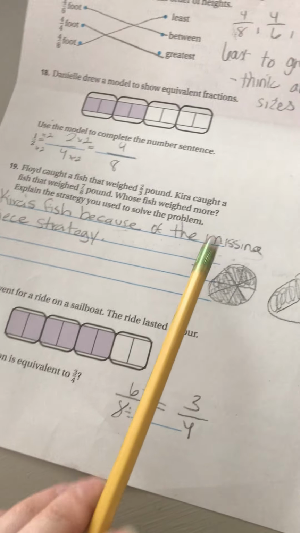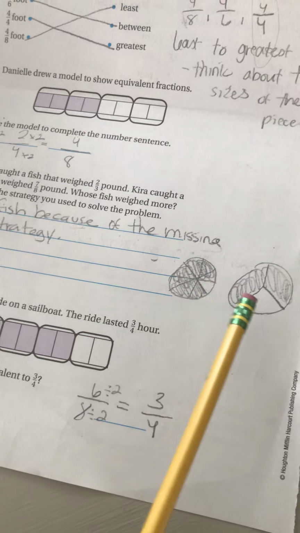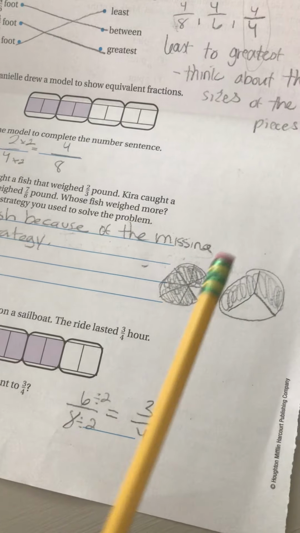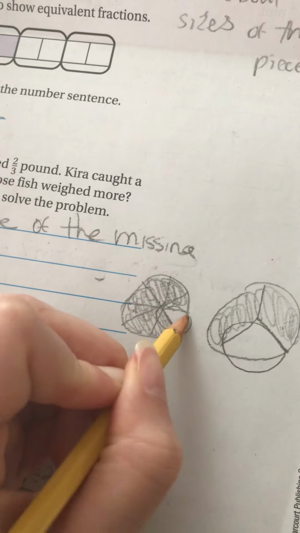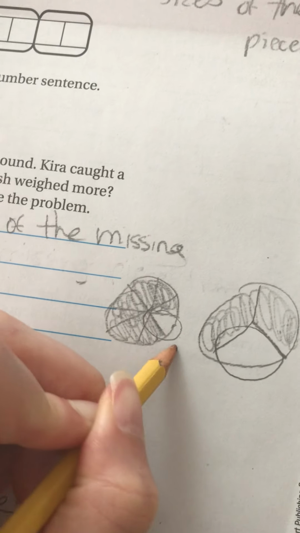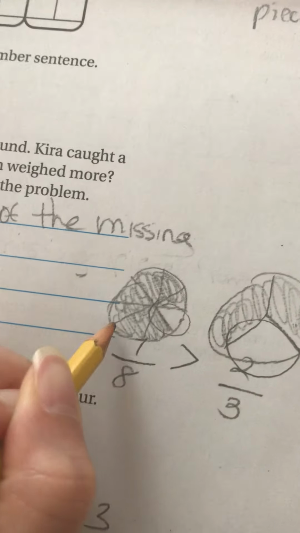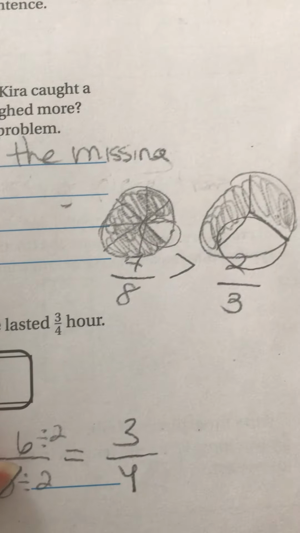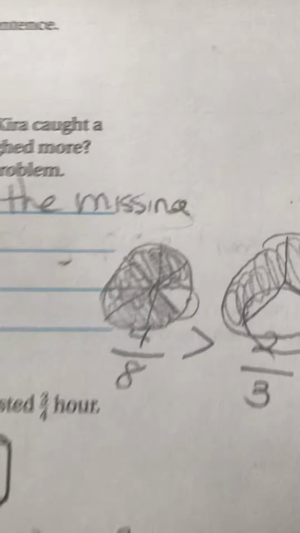Now again, this is 7/8, 8 pieces total, 7 of them are shaded in. Over here, 3 pieces and 2 are shaded in. I'm going to look at the piece that's left over, and whichever piece is smaller is actually the greater fraction. Because it means that more was eaten, right? If you have less of a cake left over, it means more of it was eaten.